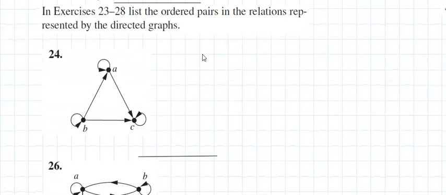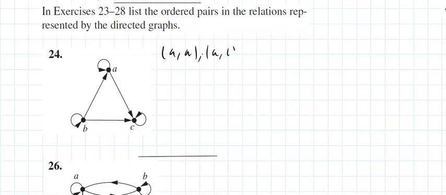And can I list what this is saying? This says A runs to itself, A runs to C. A is done. We could go to B. B runs to itself, and B runs to A, and B runs to C. C runs to itself, C runs, and that's it.